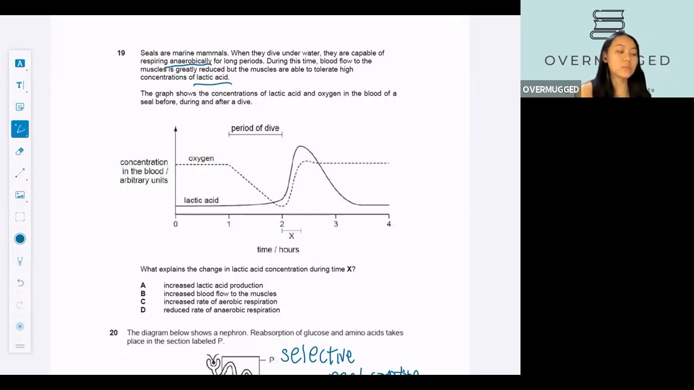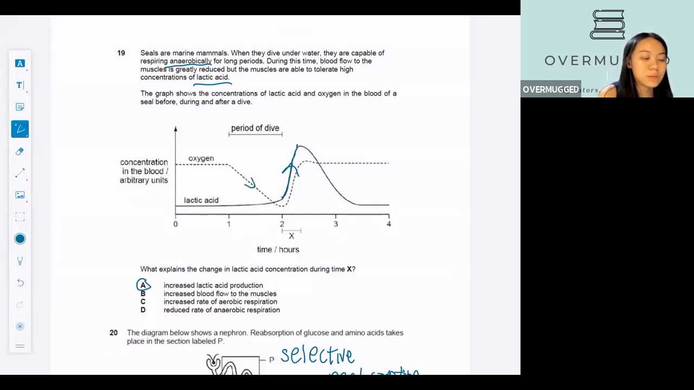So they're asking, so this is showing the change in the concentration in blood. And they're asking, explain the changes in the lactic acid concentration during time X. So lactic acid, what happened during time X? It spiked up, right? So why does lactic acid spike up? Because lactic acid production increases. Why does lactic acid production increase? Because the oxygen decreases.